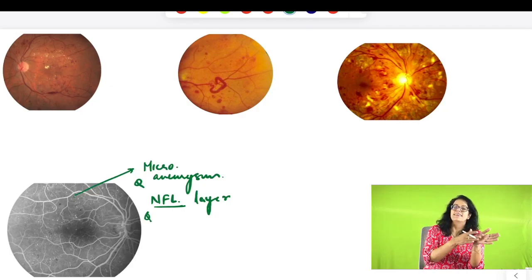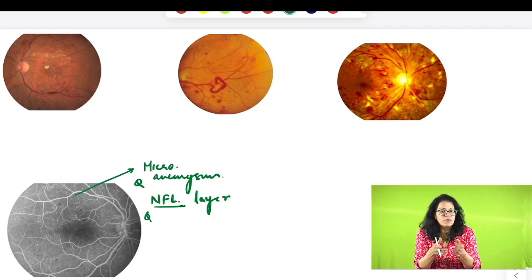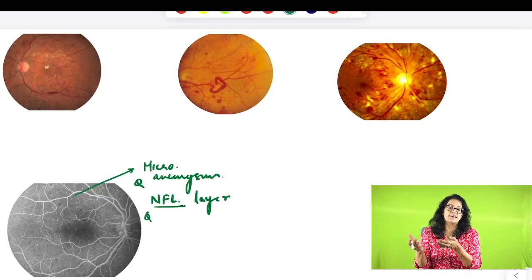Apart from the features of background, if we are getting this, now this is a state of pre-proliferative diabetic retinopathy. Okay? And what is proliferative? When you get a neovascularization, which can either be at the disc or elsewhere. This is your proliferative.